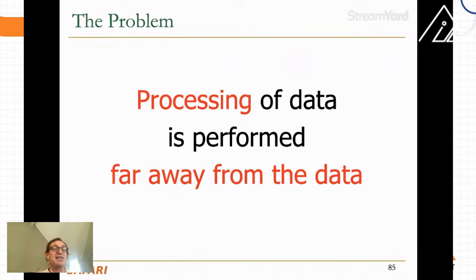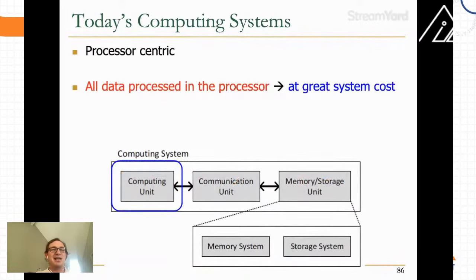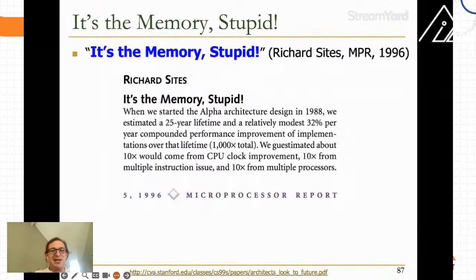Why not enable processing near the data, essentially? Today's processors are processing data at great system cost. Now, let me give you some quick data. This is a very well-known problem. But unfortunately, even though it's a well-known problem, I think we should really move the needle in a big way forward. This is a one-page article from Dick Sites.